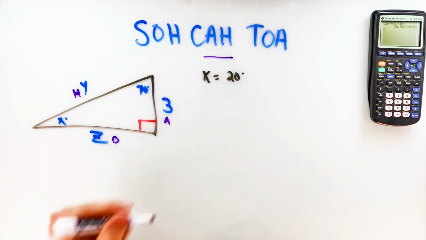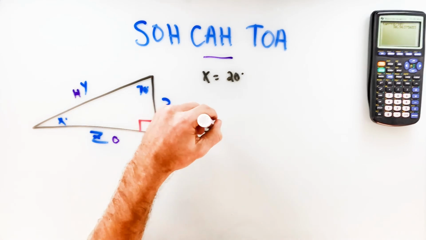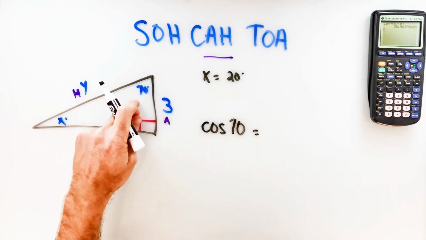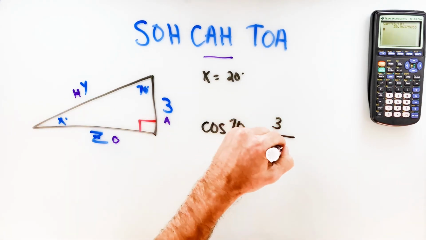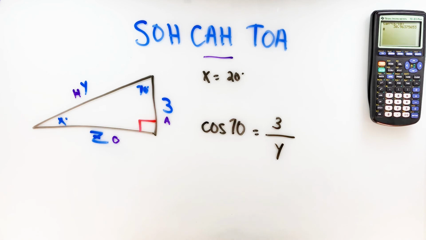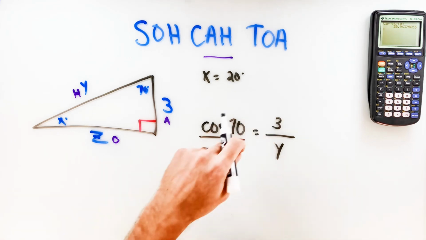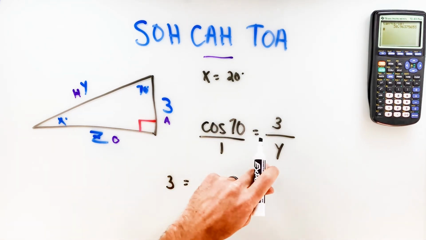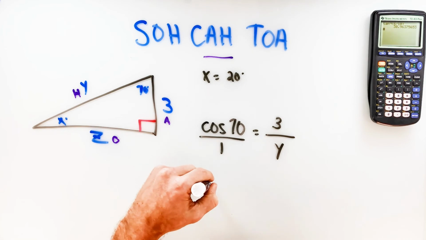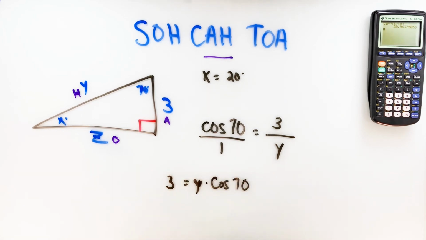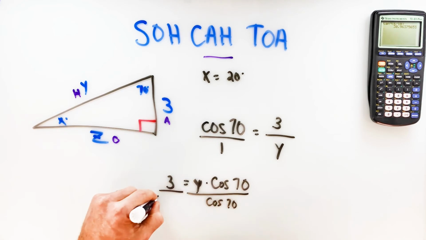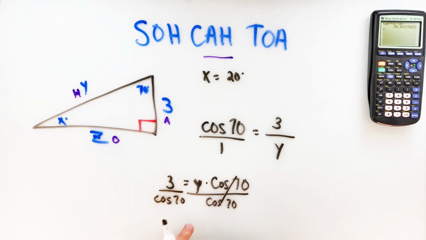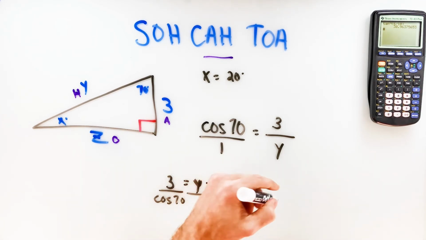So setting up a function for cosine, we're going to say cosine of 70 degrees. Cosine is equal to the adjacent leg, 3, over the hypotenuse, which is missing, that's y. So cosine 70 equals 3 over y. Put this over 1, take my cross product. I've got 3 times 1 is 3. Y times cosine 70 is y times cosine 70. And then to solve for y, I'm going to divide both sides by cosine of 70. I've got y equals 3 divided by cosine 70.